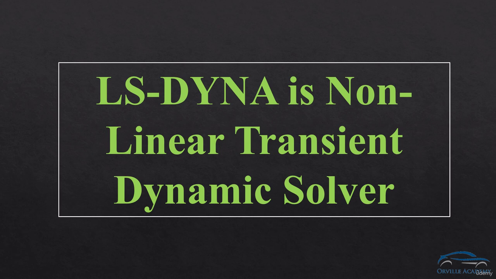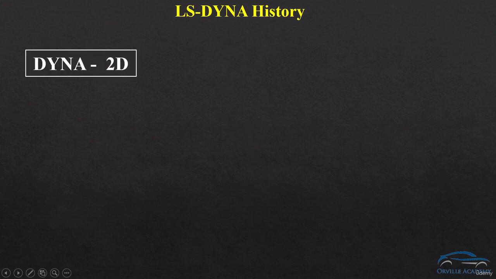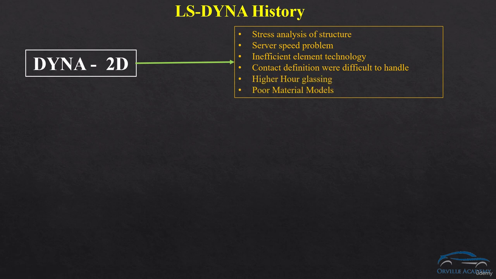So let us not spend time over here and let us move on to the evolution of Dyna to its current name as LS Dyna. The very first version of LS Dyna was Dyna 2D. Though Dyna 2D was able to do the stress analysis, there were so many things which needed improvement. These things include proper element formulation, contact definitions, hourglassing and the material models.